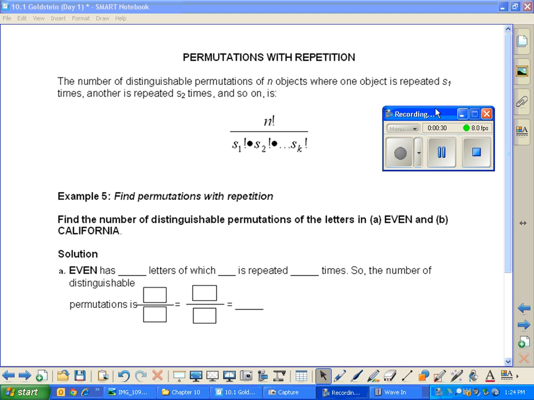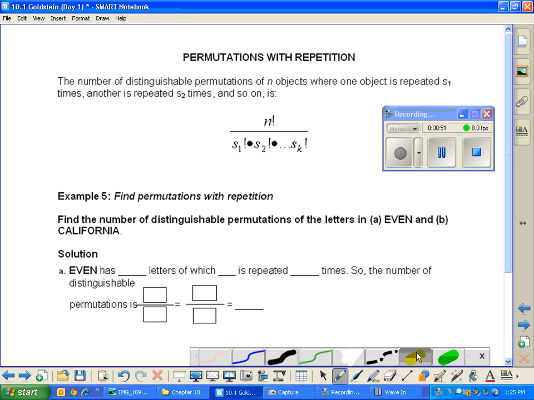The formula for finding how many arrangements there are for that is n factorial, so the total number of objects factorial, divided by the multiplication of all of those times that one of the objects was repeated factorial. And I want to go over a couple things, so I just want to emphasize that that's n objects. That's the total number of objects.